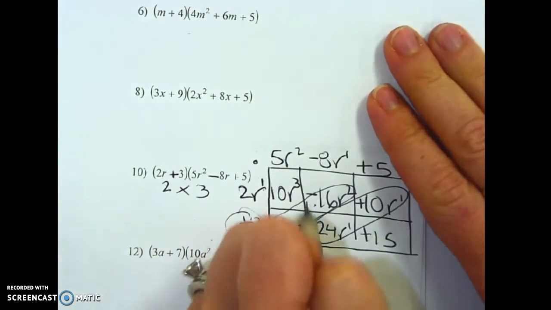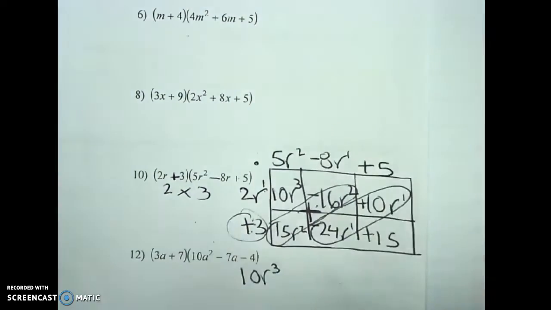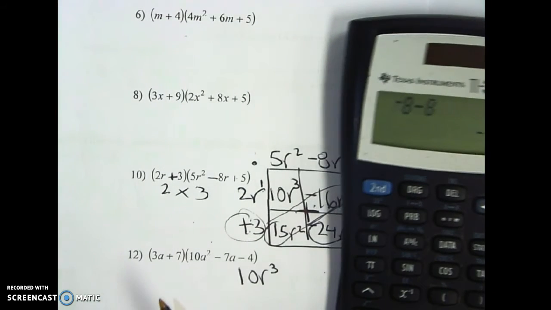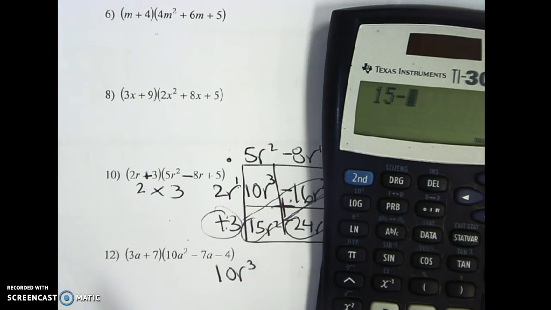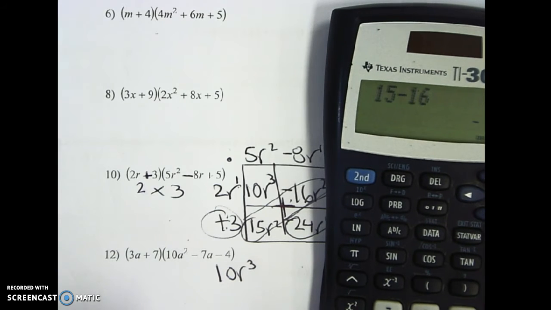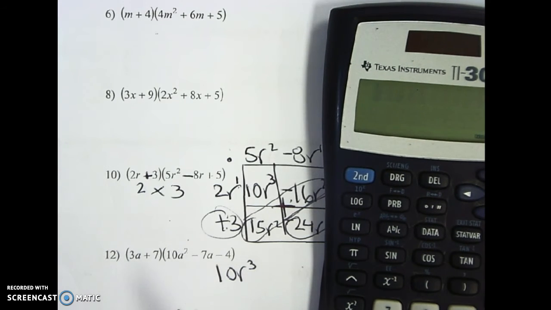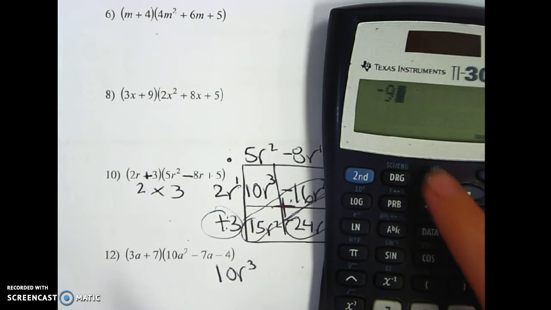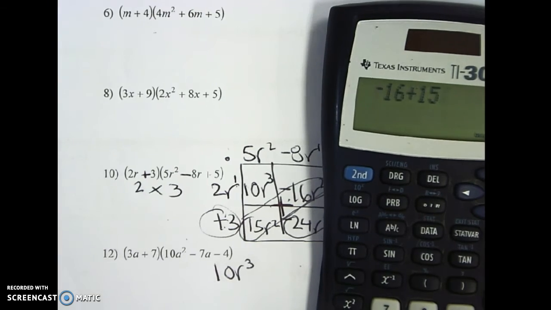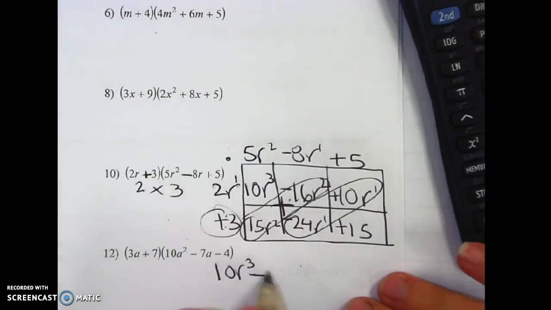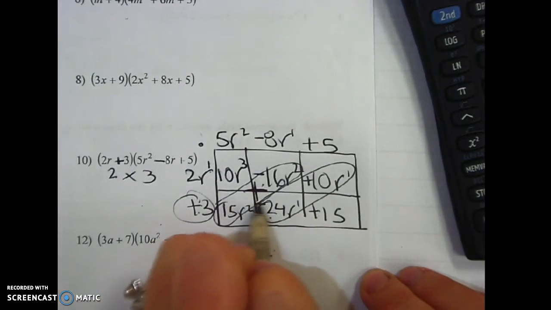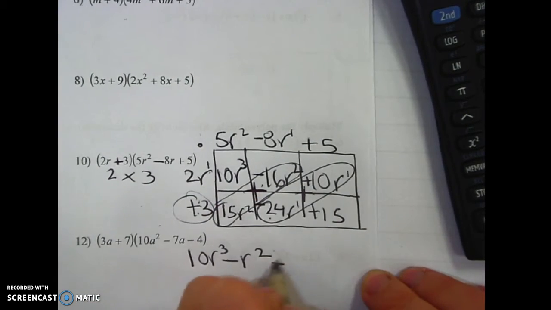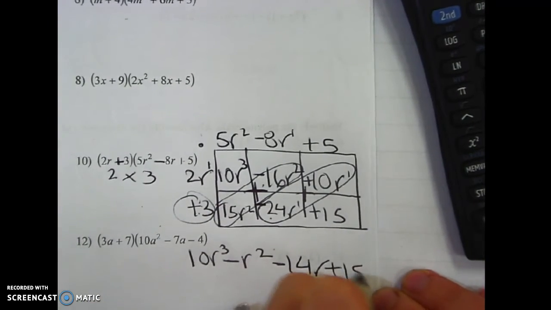Negative 16 plus 15. Now remember, if you're stuck on this, you can do this in the calculator 2 ways. You can either go 15 minus 16 and get negative 1, or you can do it as negative 16 plus 15 and you still get negative 1. And I can put the 1, but I don't want to, but you can put it. Negative 24 plus 10 is negative 14r, and then plus 15.